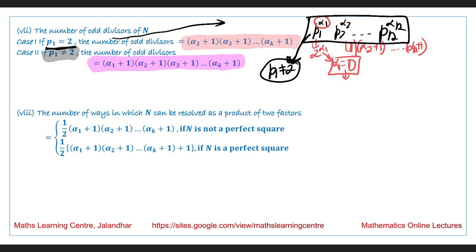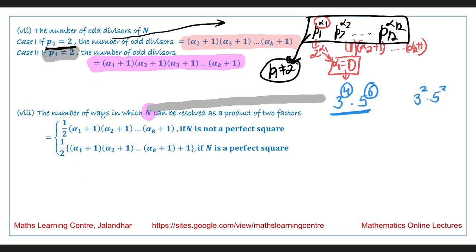Next is the number of ways in which n can be resolved as a product of two factors. We are talking about two cases over here. One case is when n is a perfect square, and another case is when n is not a perfect square. When n is a perfect square, the number is of the form, say, 3 raised to the power 4 into 5 raised to the power 6. In this case the number is a perfect square, both these powers are even. This is the perfect square of the number 3 raised to the power 2 into 5 raised to the power 3.